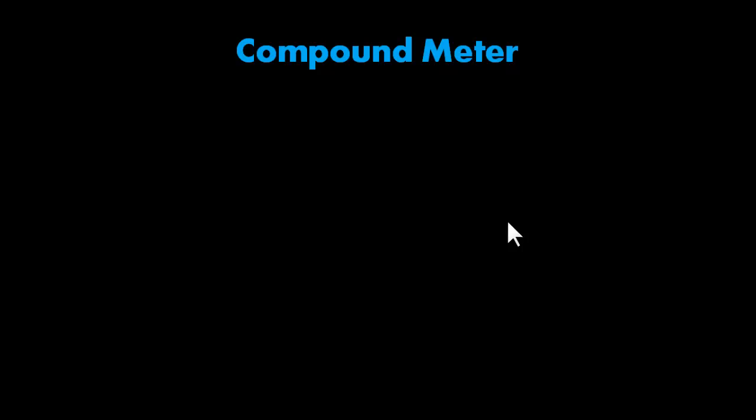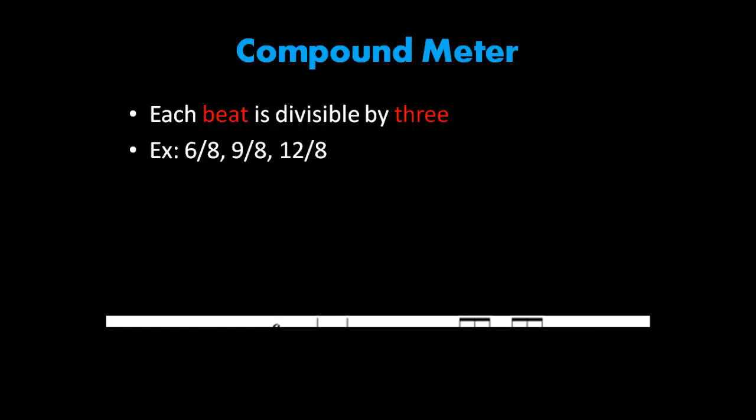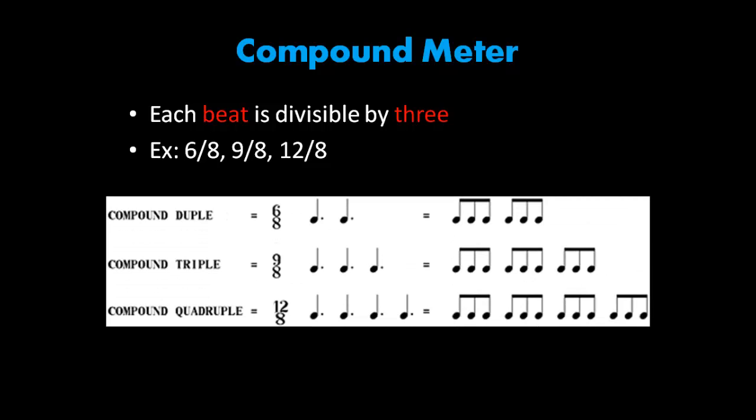Compound meter. Each beat is divisible by 3. For example, 6-8, 9-8, and 12-8 are all compound meters. This may seem a little bit tricky, as you might think there are 6 beats in a measure as there is a 6 on top of the time signature. However, in this case, for 6-8, 9-8, and 12-8, we put 3 eighth notes into 1 beat. Therefore, there are 2 beats in a measure, and since each beat is divisible by 3, this is called compound duple.